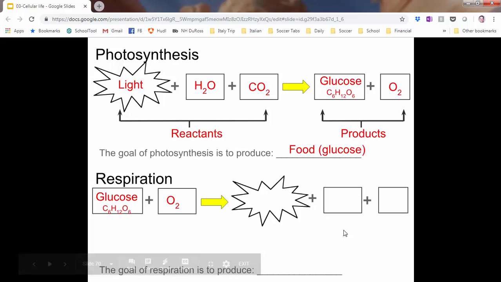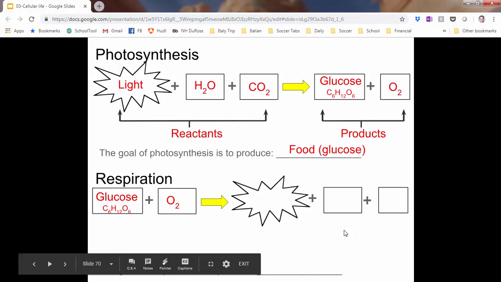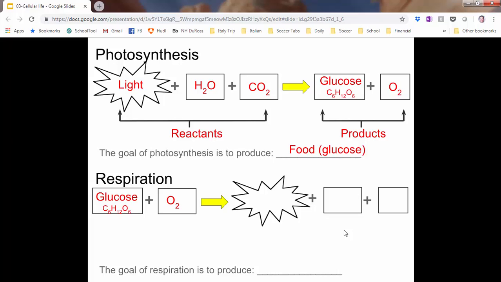And it produces three things. Now one of these is a little different. The other two are the same as in photosynthesis. What do you think? No, not quite. Can you guess what the other two boxes are? Yes, it produces water and carbon dioxide.